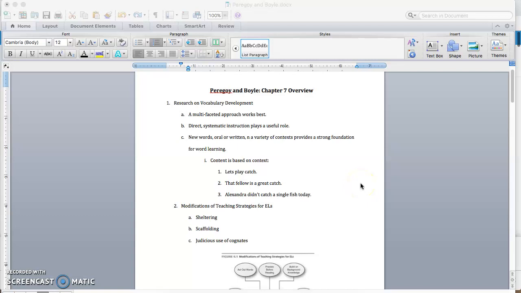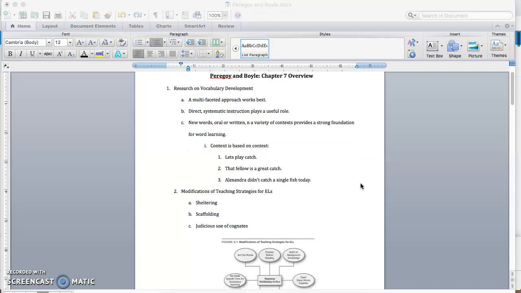So just a quick overview of chapter 7 of Peregoy and Boyle. They were talking a lot about strategies and techniques for teaching vocabulary to our students. And so some of the research on vocabulary development showed that bringing a multifaceted approach is the best solution, especially for English learners, or those where English is going to be their second language.